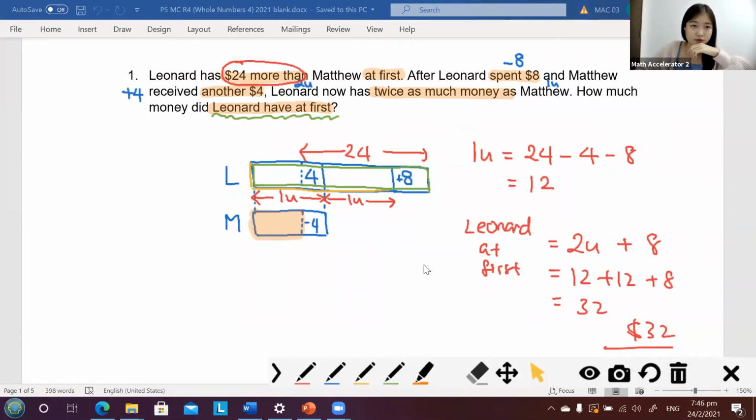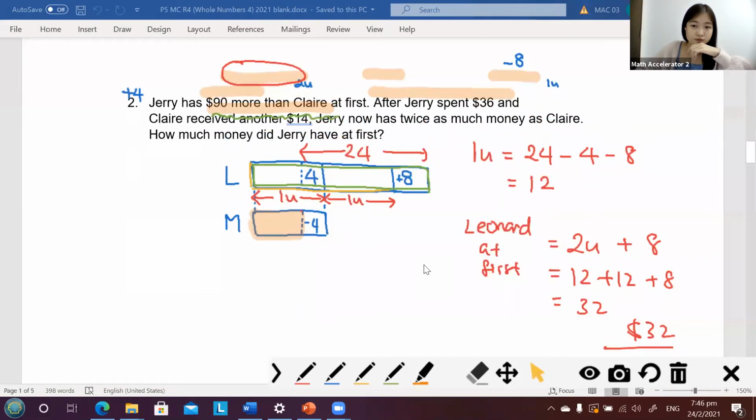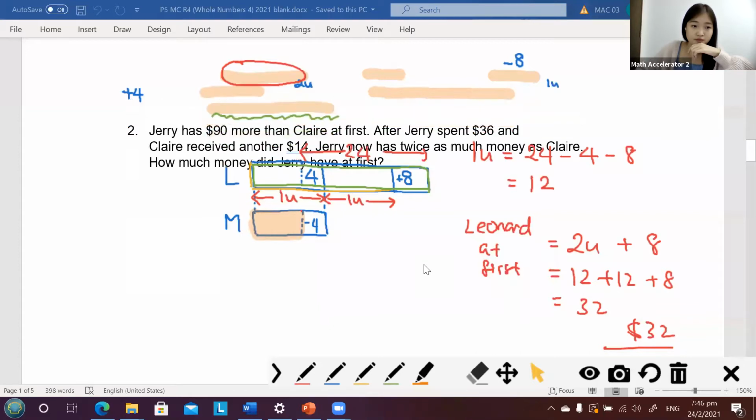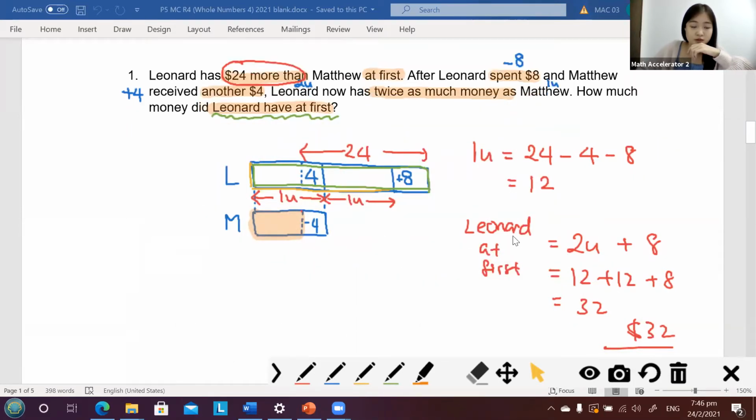Okay, now let's go to question 2. Why is it minus 4? Oh, okay. You can take this as 1 unit, but your steps will be different. You can still get the same answer. Okay, but if you take the big blue box as the unit, these are the steps to solve it.